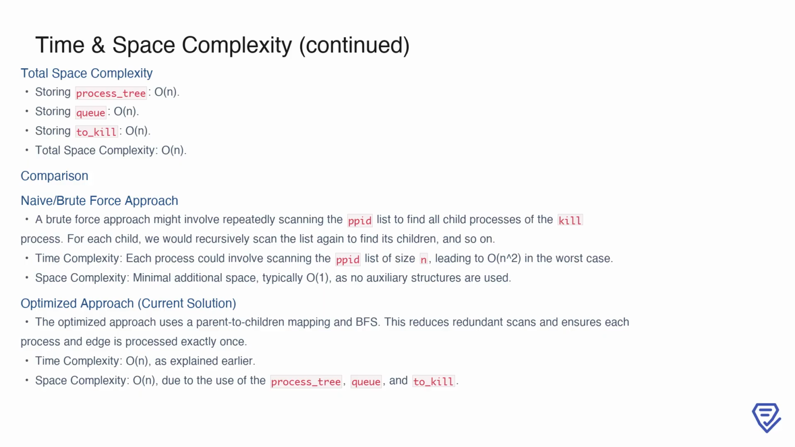In contrast, the optimized solution pre-computes the parent-to-children mapping and uses BFS, ensuring that each node and edge is processed exactly once. This reduces the time complexity from O(n²) to O(n), while maintaining a space complexity of O(n), due to the use of auxiliary structures like process_tree, queue, and to_kill.